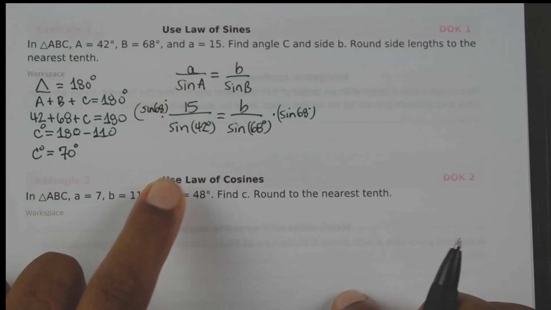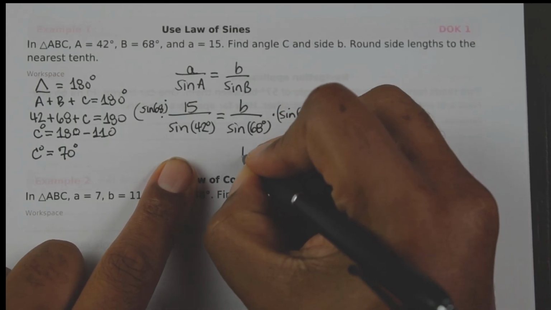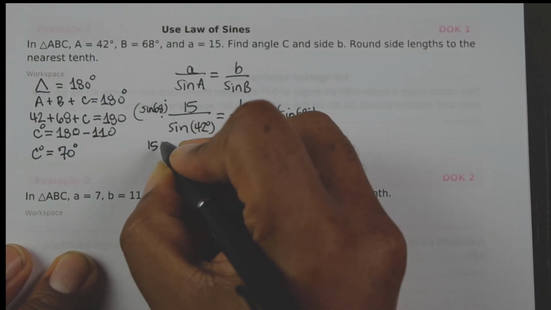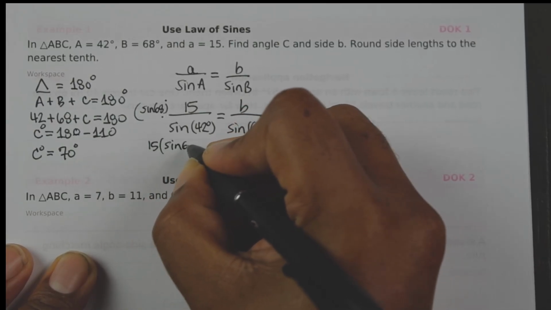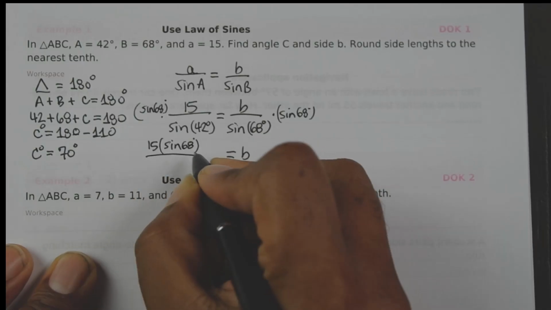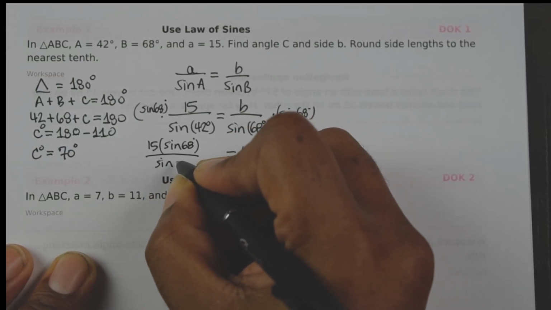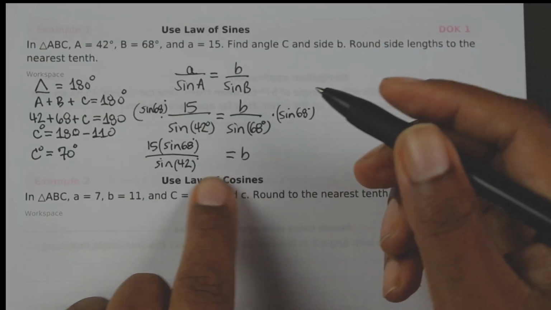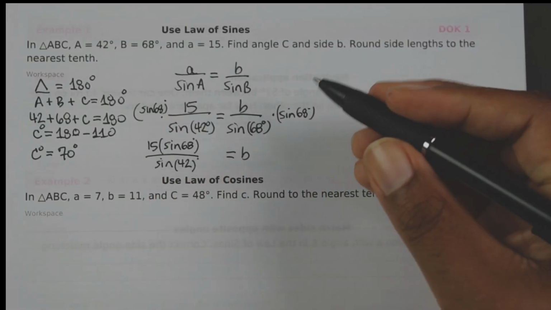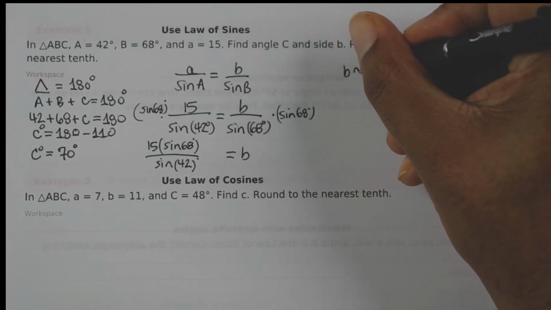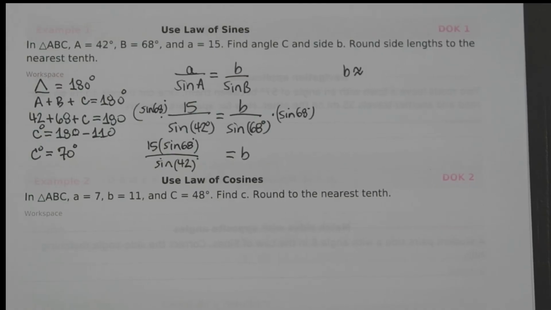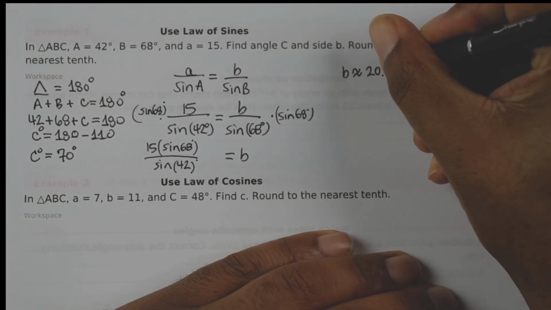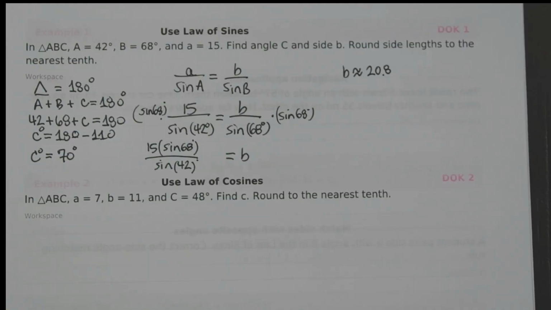Okay, sine of 68. By doing that, we would end up with B equals 15 sine of 68 degrees divided by sine of 42 degrees. All right. And then I'm going to flip this around. What you can do is approximate this by putting it in the calculator. When you do that, you're going to end up with approximately 20.8, or 20 and 8/10.